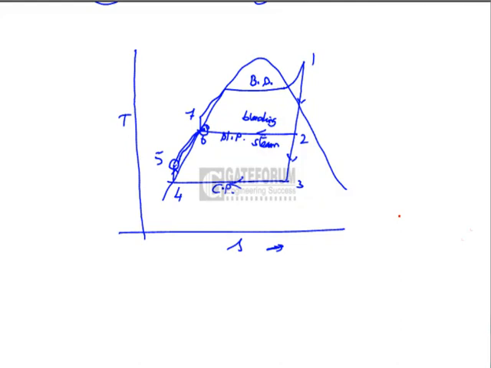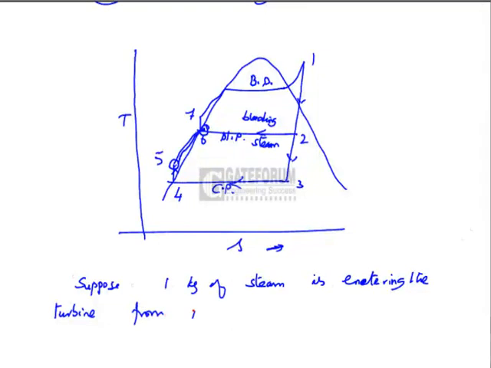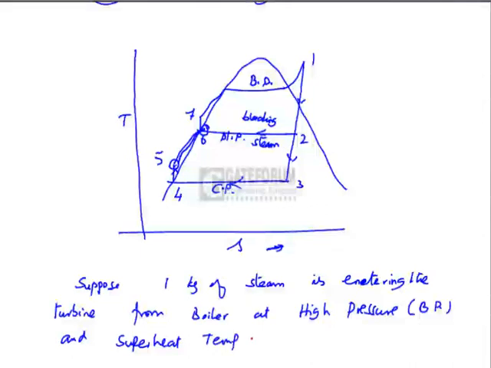Now, I suppose 1 kg of steam is entering the turbine from boiler at high pressure, that is boiler pressure and superheat temperature, whose enthalpy is already known.